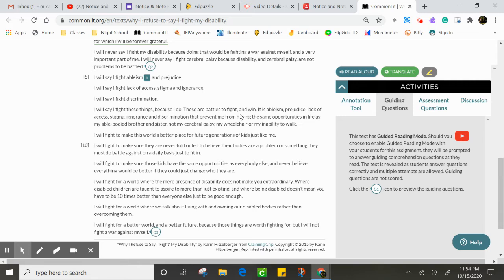She says, I will say I fight lack of access, stigma, and ignorance. I will say I fight discrimination. I will say I fight these things because I do. These are battles to fight and win. It is ableism, prejudice, lack of access, stigma, ignorance, and discrimination that prevent me from having the same opportunities in life as my able-bodied brother and sister, not my cerebral palsy, my wheelchair, or my inability to walk.